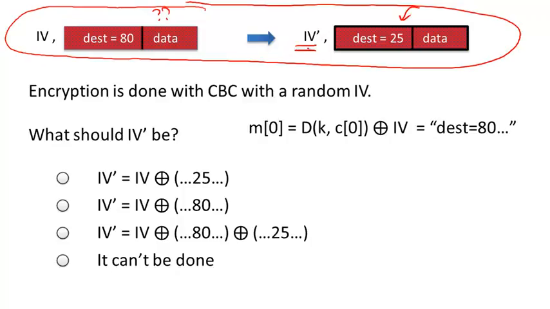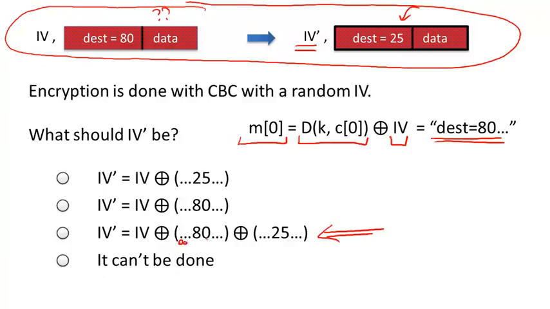Let me remind you that the way you decrypt CBC encrypted data is that the first plaintext block is simply the decryption of the first ciphertext block XORed with the IV. And we know that in the original packet, this is going to read dest equals 80, because in the original packet, the destination port is port 80. So now my question to you is, how would the attacker change the IV so the destination port will read dest equals 25?